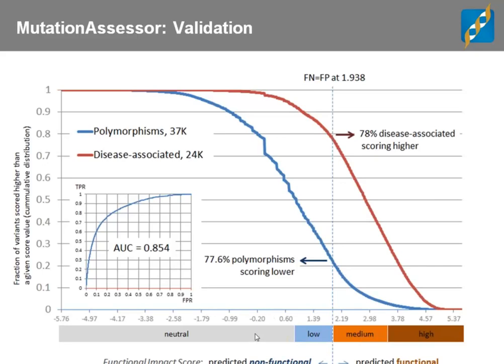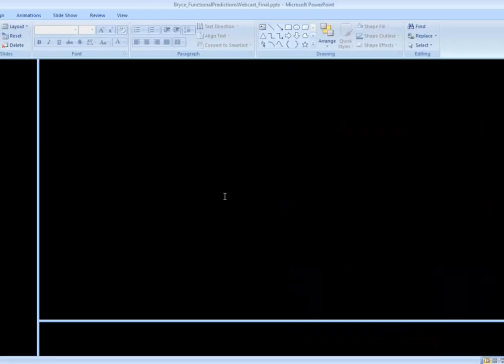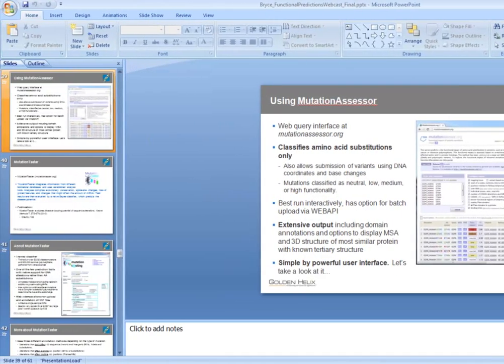And so you can see that it scores variants as neutral, low, medium, or high. And the medium and high group are the ones that are generally predicted functional. Now the Mutation Assessor website is really nice. I've had a lot of fun working with it. It gives extensive output and it has some really nice links to external data sources. I'd like to just take a quick look at it here with you, if you don't mind.